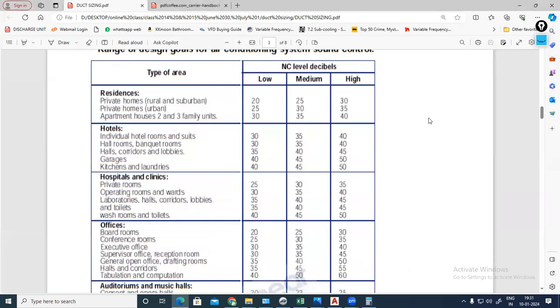So since I am designing a conference room, I am assuming it's a conference room. See, where is conference room? Office building, boardroom, conference room. This one. Conference room, NC level, noise criteria level in decibels, 3 ranges: low case, medium case, high case. Low case means the sound will be very minimum. High case means just above the tolerable limit. Safe will always be medium only.